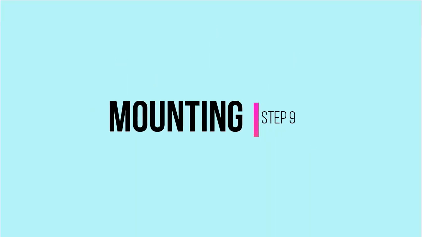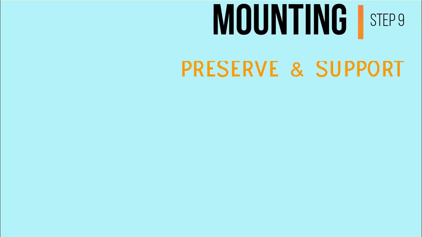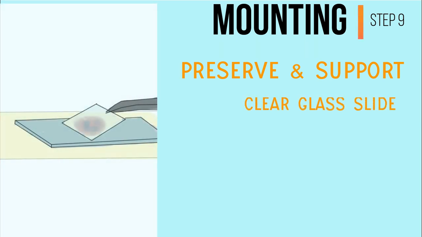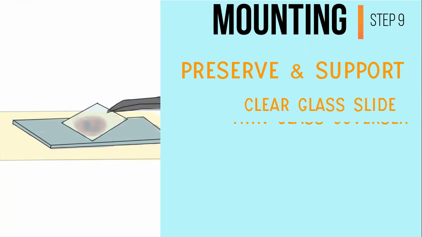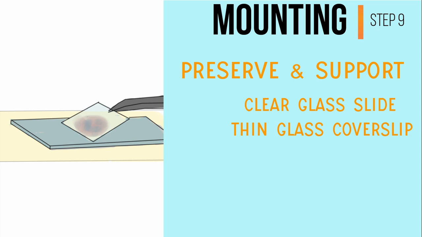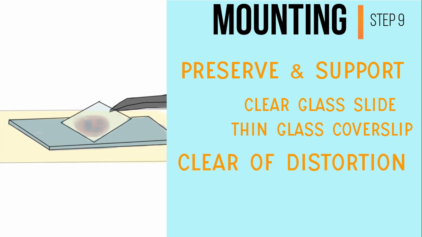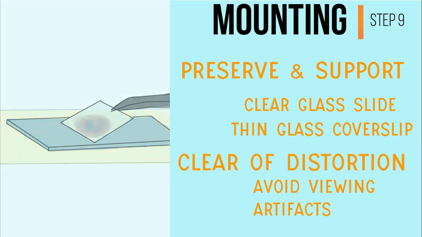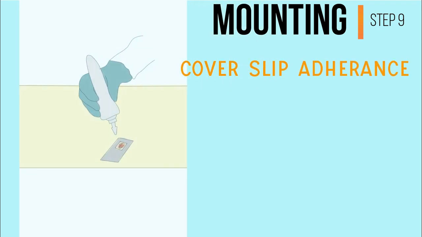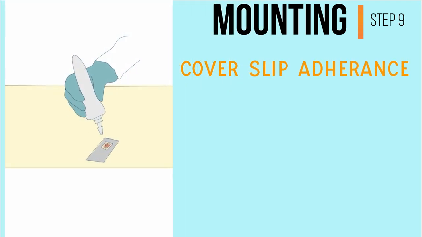In order to preserve and support a stained section for light microscopy, it is mounted on a clear glass slide and covered with a thin glass cover slip. Slide and cover slip must be clear of optical distortions to avoid viewing artifacts. The cover slip is adhered to the slide using a mounting medium.